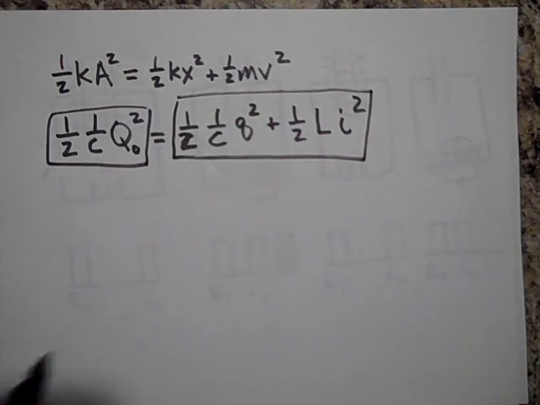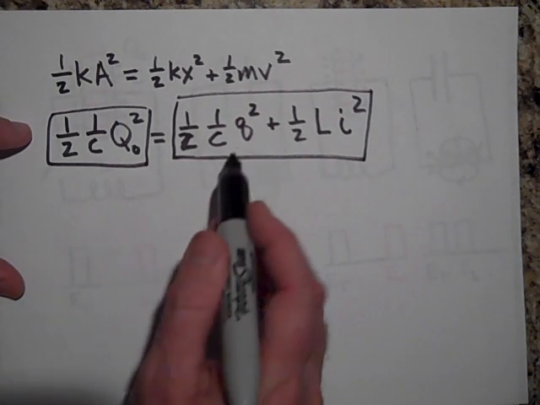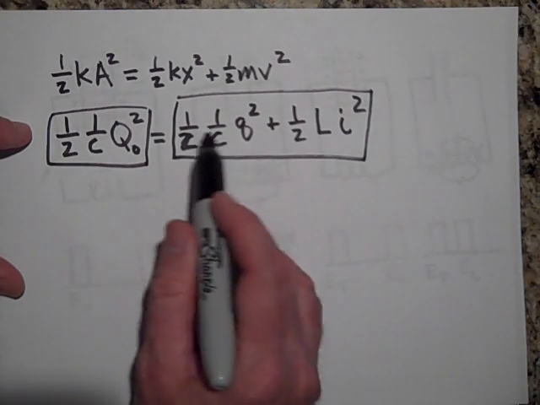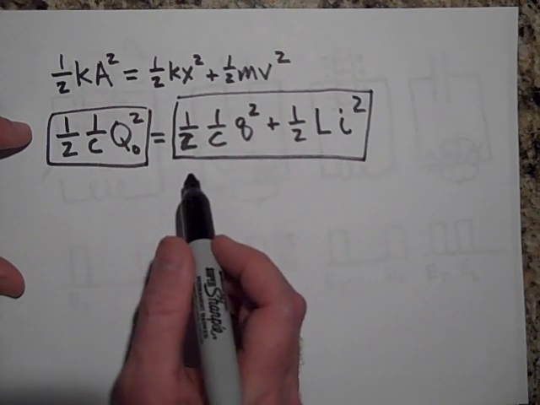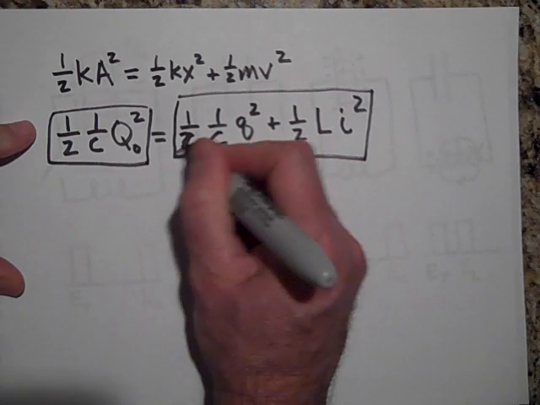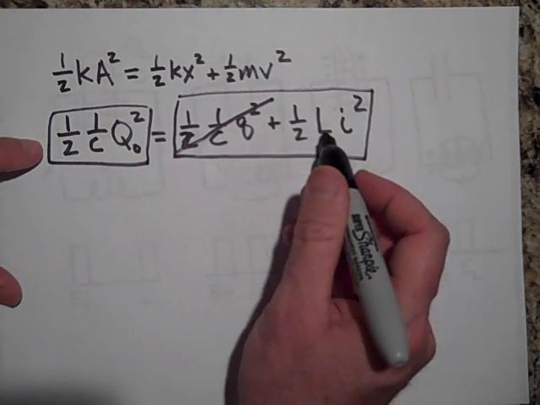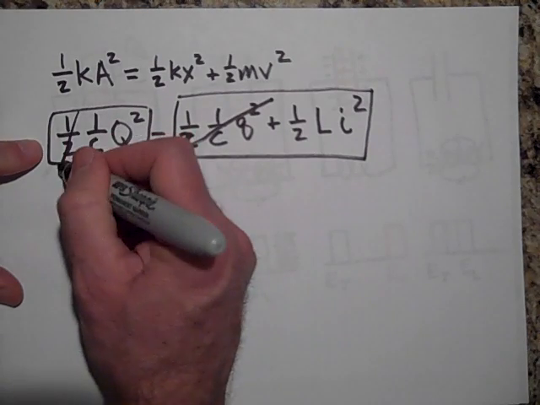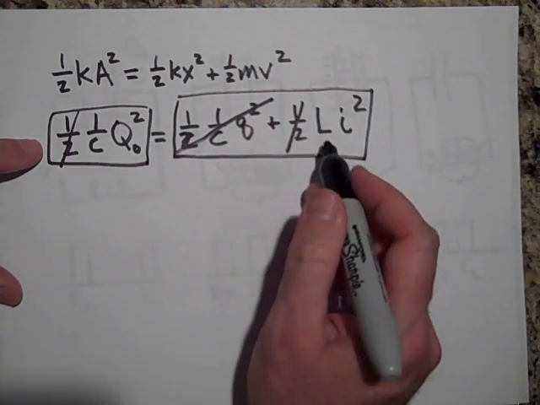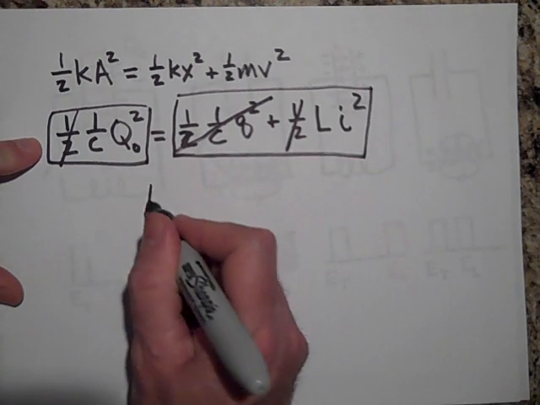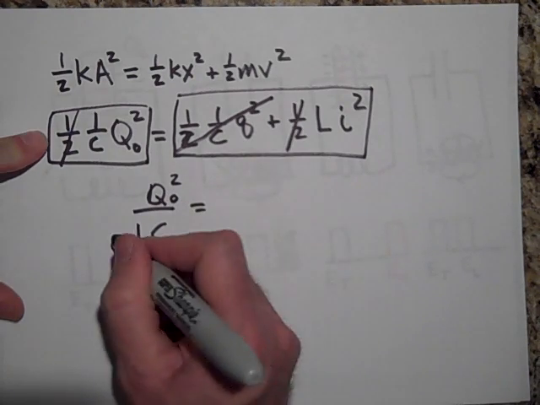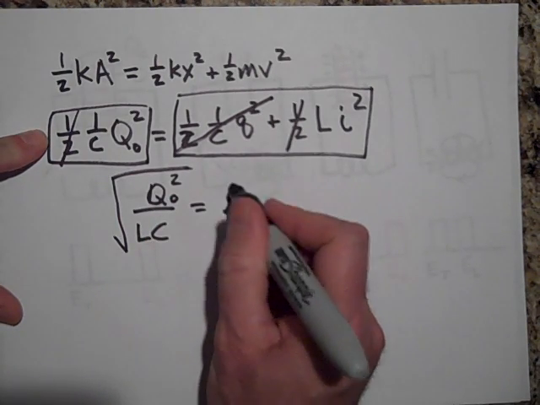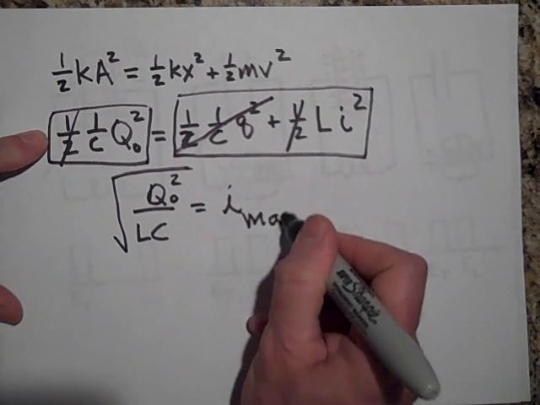If I wanted to get I max, like the most current possible, well, the most current possible is when this doesn't have to split any with this. It's when the capacitor is completely uncharged. That's when you get the most current possible. In other words, if Q is 0, then that disappears. And so our maximum current then is just, let me solve for it. I can get rid of a half. And if I bring the L on the other side, that is I max.